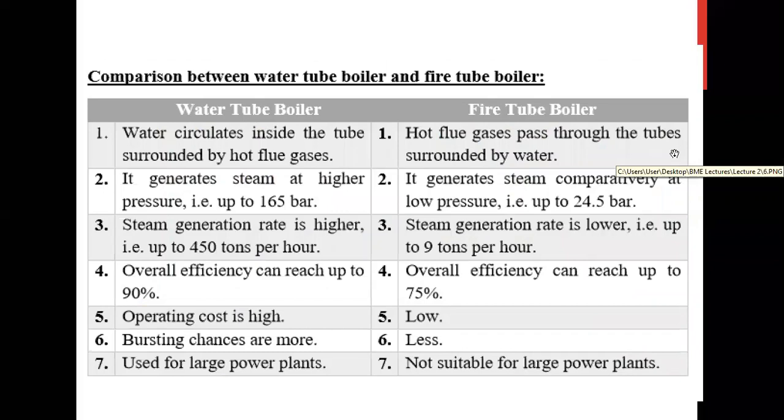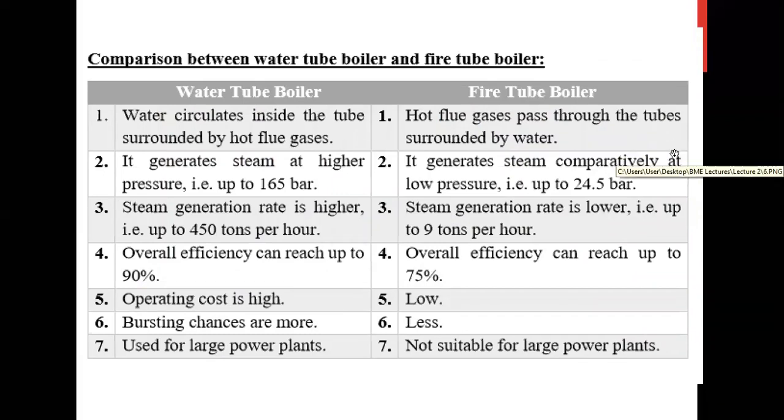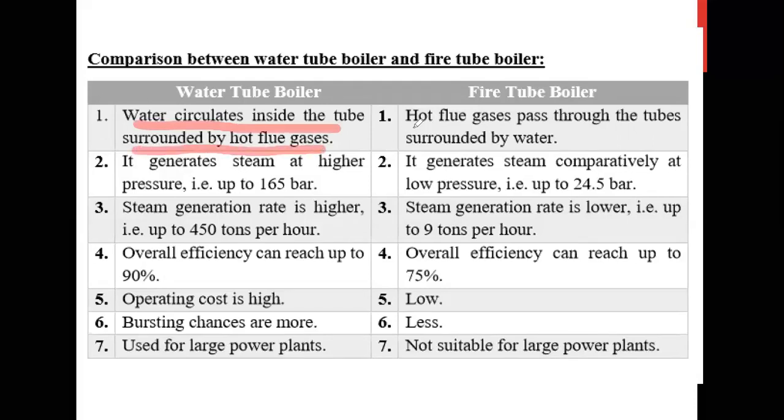So next, the difference between the water tube boiler and the fire tube boiler, the most important topic. As we already know, in the water tube boiler, water circulates inside the tube, and outside it is surrounded by hot gas. That is the water tube boiler. But in the fire tube boiler, hot flue gas is inside the tube, surrounded by water. So the first one is done.